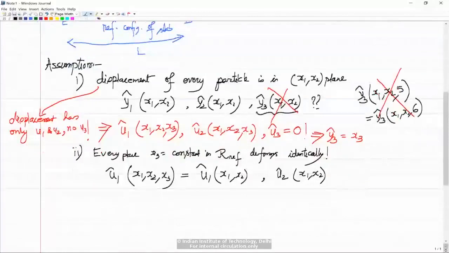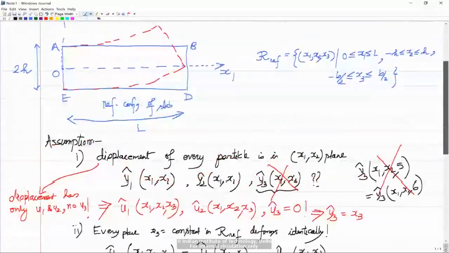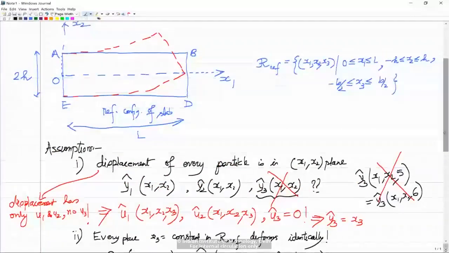Okay, all right. So let's go to the third assumption. So you see, what this tells us is that you can restrict your analysis to just one of those planes because each of the planes is deforming in the same way. So you can restrict the analysis to just one of those planes. I hope all of you are with me.